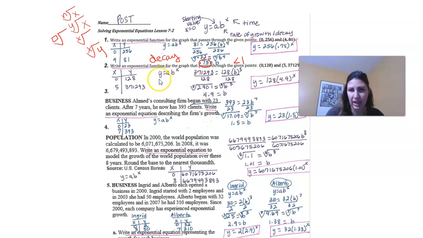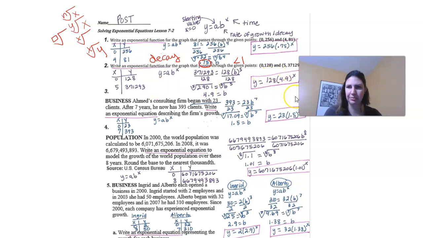Two, you would do the exact same way. You'll just notice this one is increasing, because it's getting larger from 128 to 371,293. I try not to put commas in there because I was trying to make sure you guys could see the different numbers.